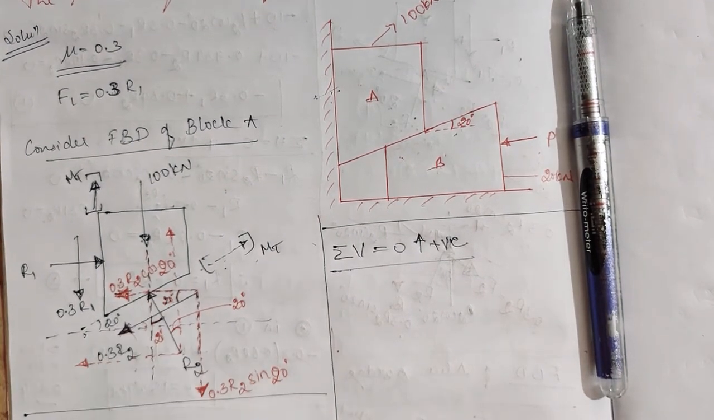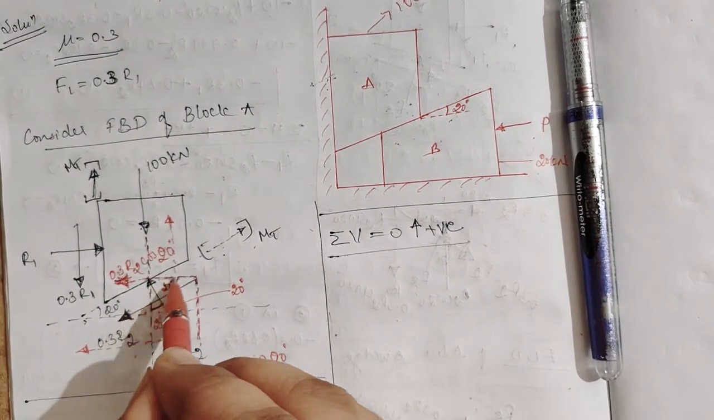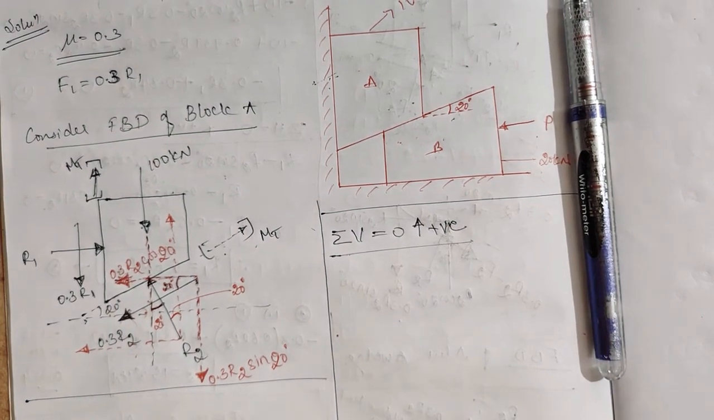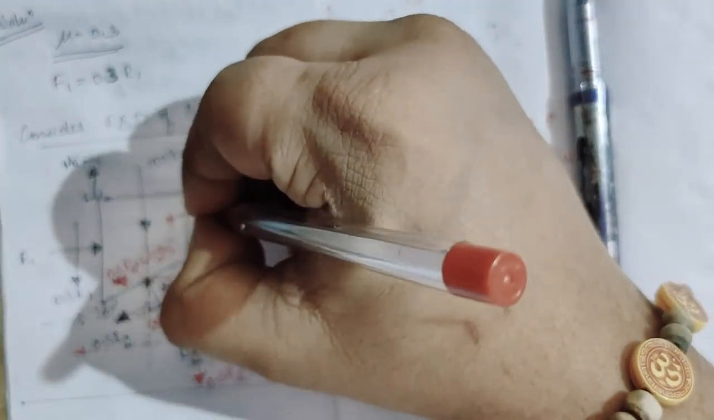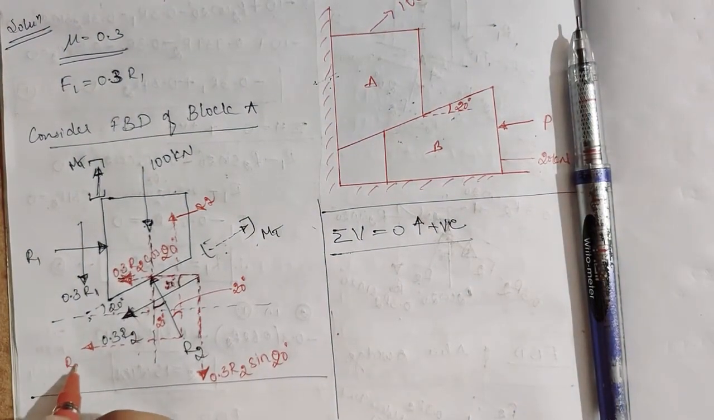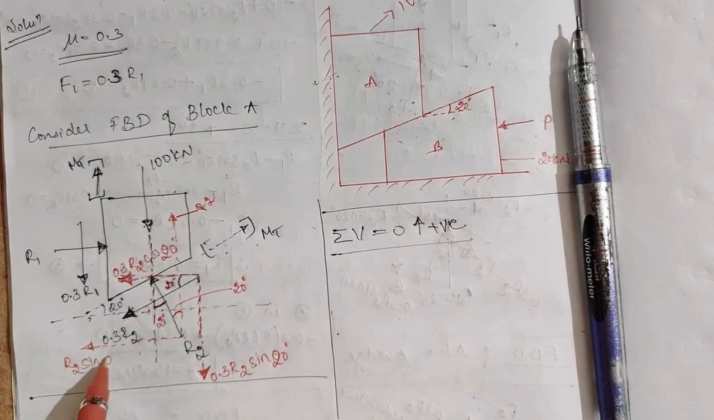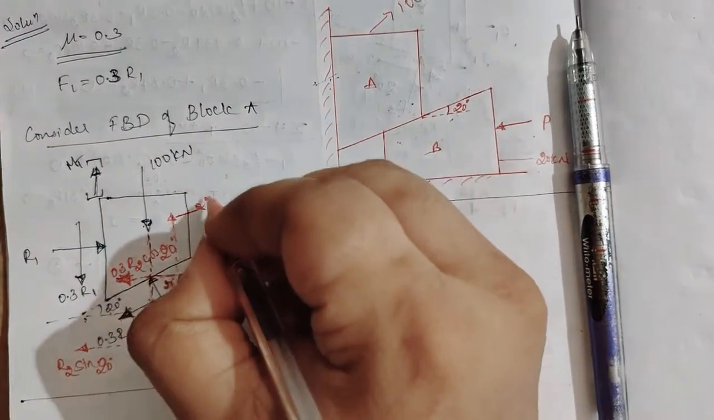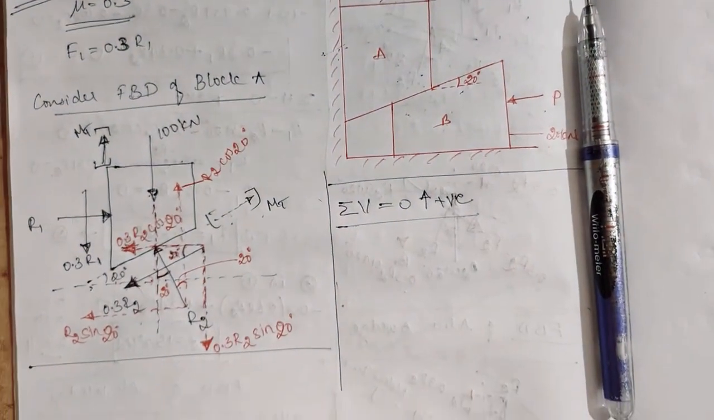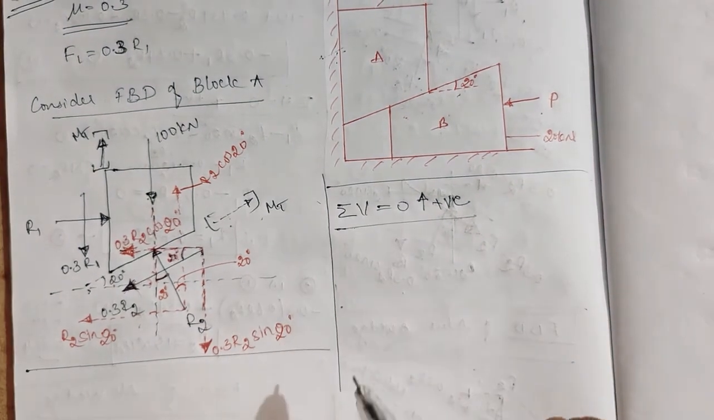Okay, zigzag angles. If you also take from this side, you can take this one and this one, so the value will be the same. So this will be your R2, this will be your R2. So the angle is here, this will be sine 20 degree, this R2 cos 20 degree. Fine, now we'll take only one force.